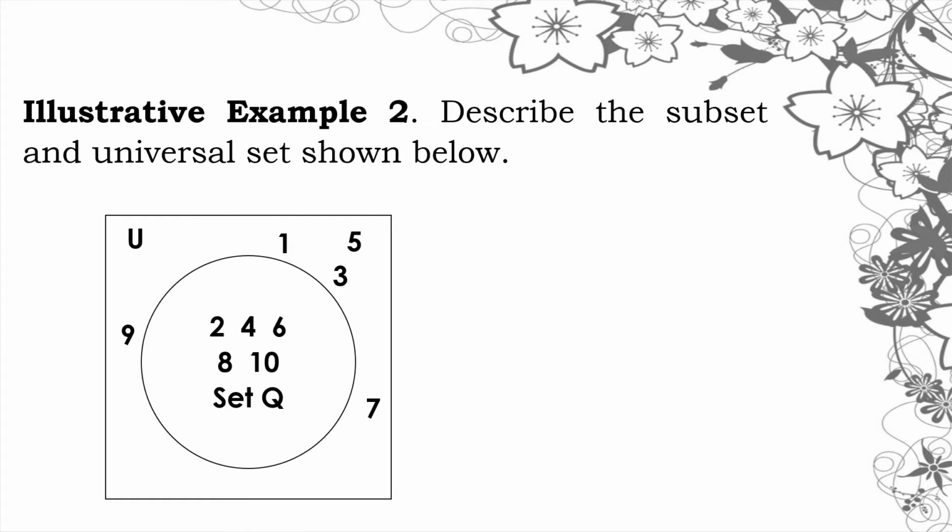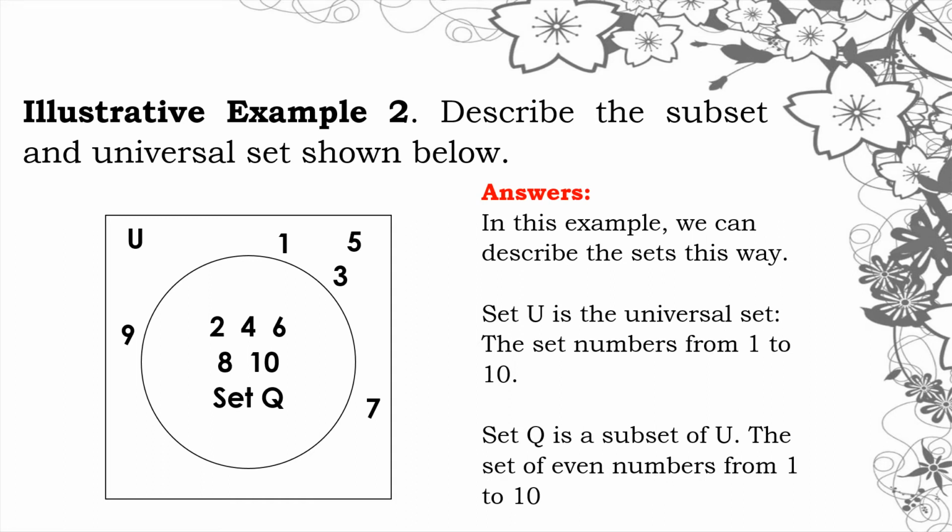Next, we have illustrative example number 2. You have to describe the subset and universal set shown below. We have the given sets: the universal set, and the subset, which is set Q. In this example, we can describe the sets this way. Set U is the universal set. The set numbers are from 1 to 10. So we have 1, 2, 3, 4, 5, 6, 7, 8, 9, and 10. That is the universal set.